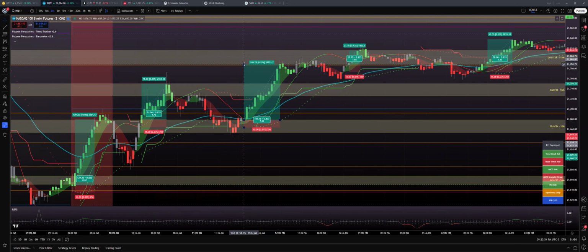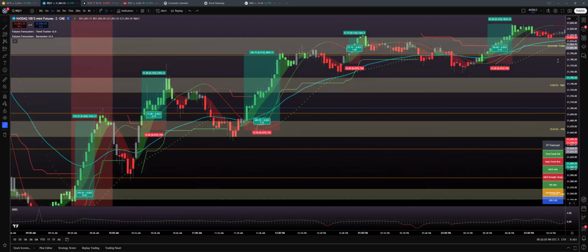You could take the trade to here. You could take it to here. You could take it to here. If you really wanted to be bold and hold it for a while, you could take it up to here. You know, it all depends on your risk tolerance and what you're looking for. But the point being, you guys see it, right?